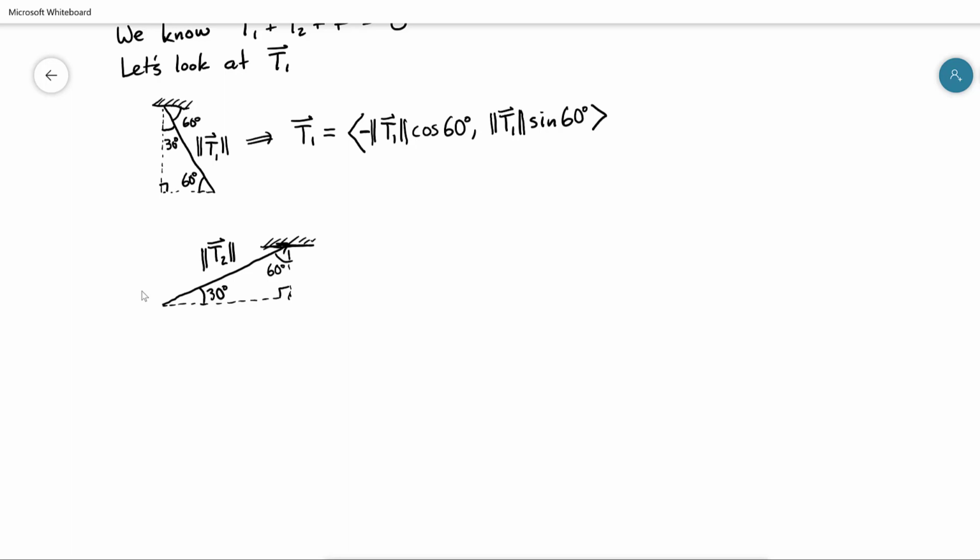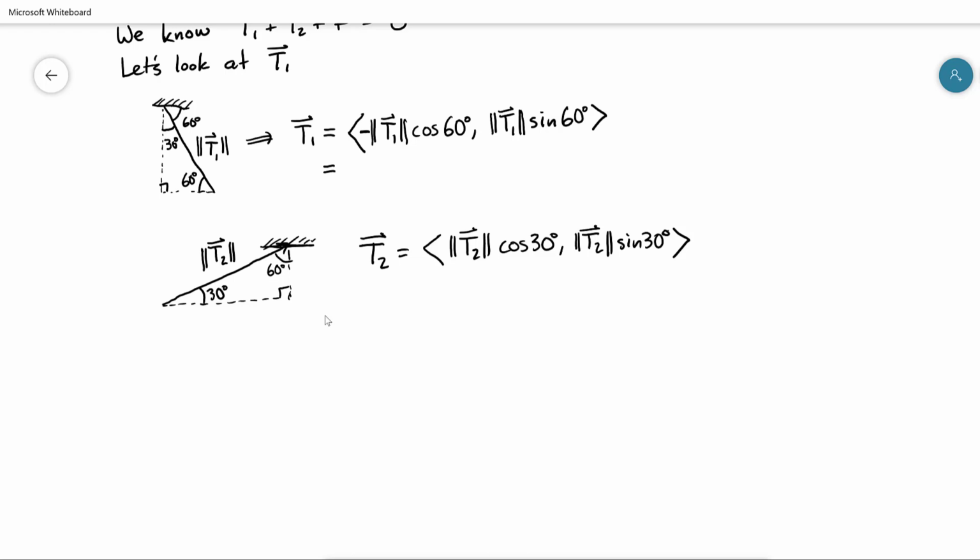What are the components of this vector T2? Well, it's just going to be the magnitude of T2 times the cosine of, in this case, the angle is 30 degrees and it is measured from the positive x-axis, so I don't even need to worry about sines. It's just cosine of 30 degrees. And the other one will be the sine of 30 degrees. So magnitude of T2 times the sine of 30 degrees. And this one's nice because I know the cosine and sine of 30 degrees and of 60 degrees. So we can replace these all with actual numbers.